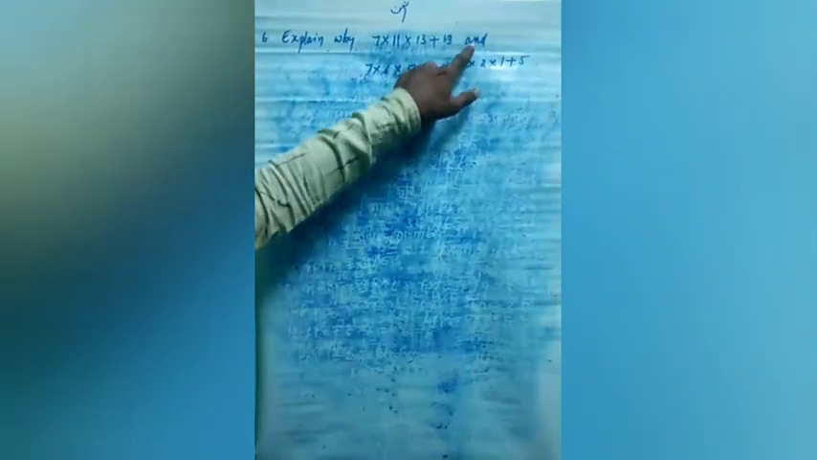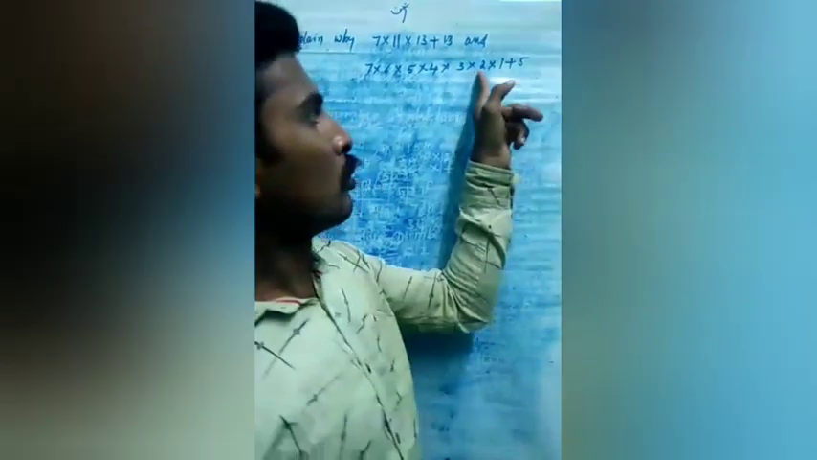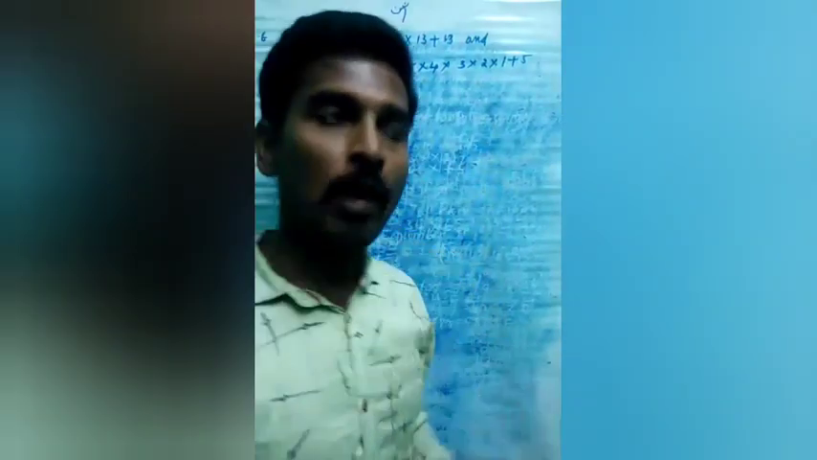That's why, as I am writing here, a number cannot end with 0 for any natural number. So once that is clear, the next question is: explain why 7 into 11 into 13 plus 13 and 7 into 6 into 5 into 4 into 3 into 2 into 1 plus 5 are composite numbers.